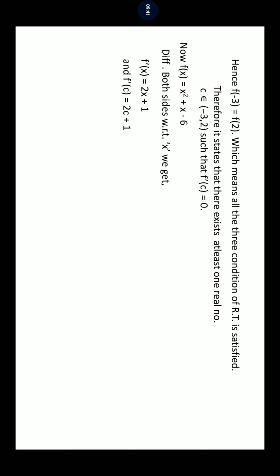And now, once we have found this, we know that f'(c) equals 0. So just equate this value to 0. Therefore, for Rolle's theorem, f'(c) equals 0. When you put the value of f'(c) from here, f'(c) equals 2c plus 1. So 2c plus 1 equals 0. So c equals minus half, which is minus 0.5.